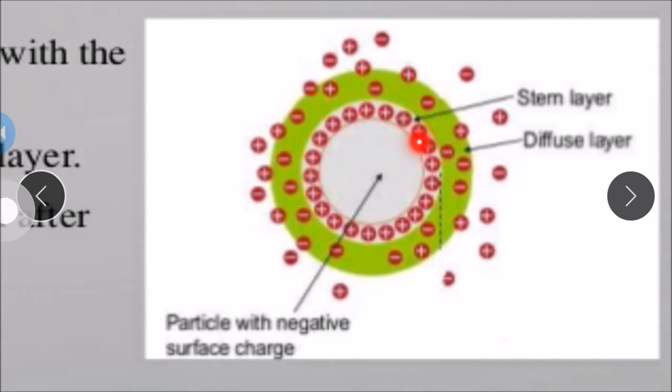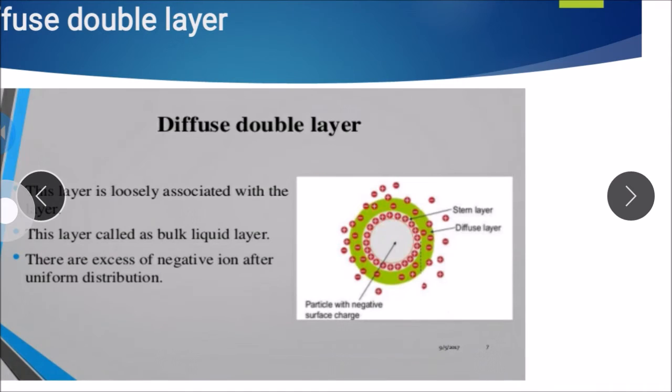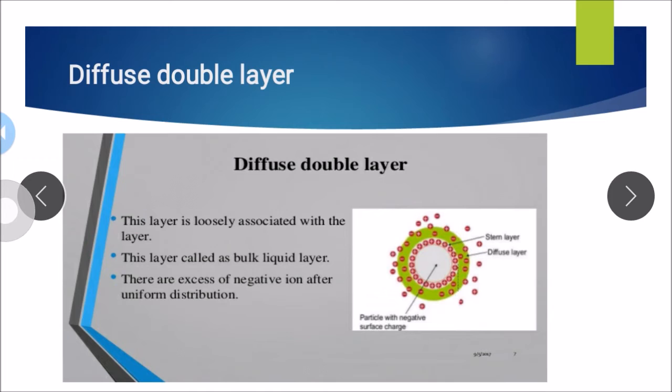So this is the stationary one now. The negative material attracts the positive ions, and the positive ions then attract the negative ions. So the first layer will be the stationary layer, which is called the Stern layer here. After that there will be the diffuse layer. So this is another kind of representation. It is called a diffuse double layer.